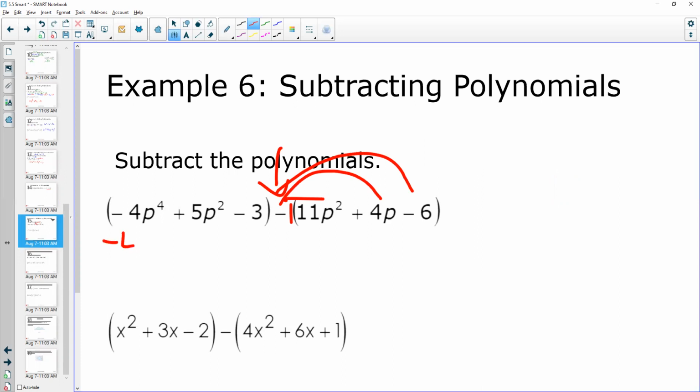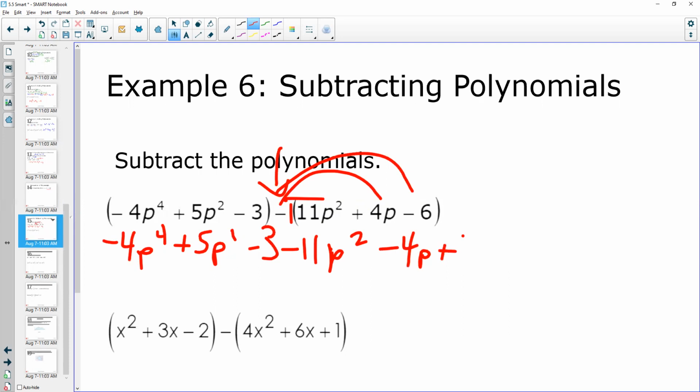So here, instead of just breaking up the parentheses and living with what I had, I have negative 4p to the fourth plus 5p squared minus 3 minus 11p squared minus 4p plus 6. Now that I did that, oh, not 16, just 6. Let me write that better. Now that I did that, I can combine the terms.